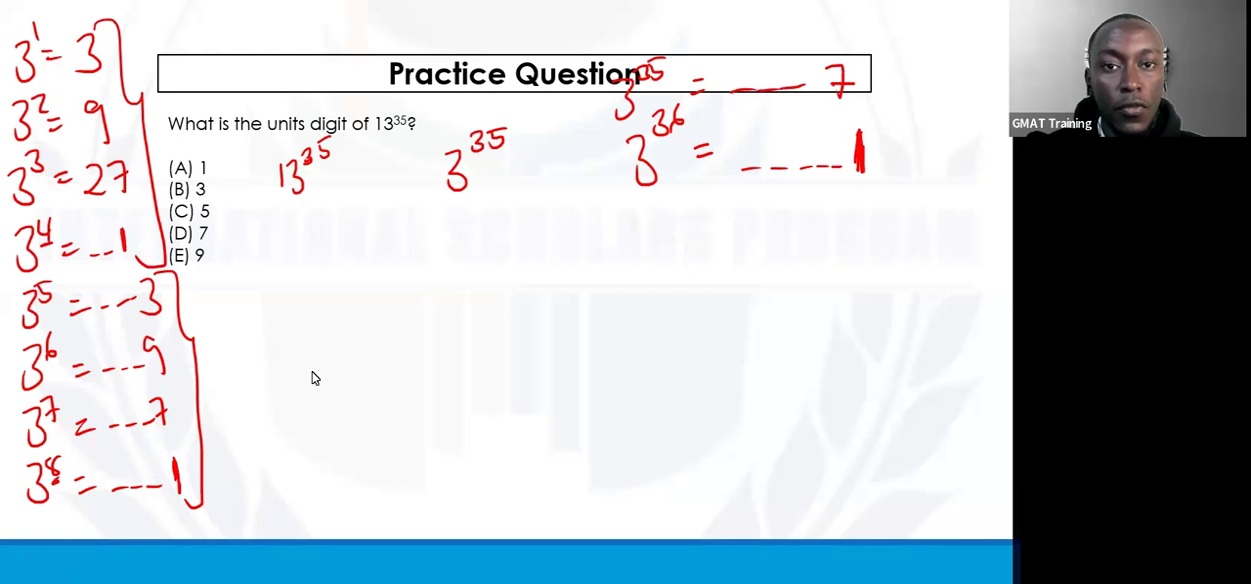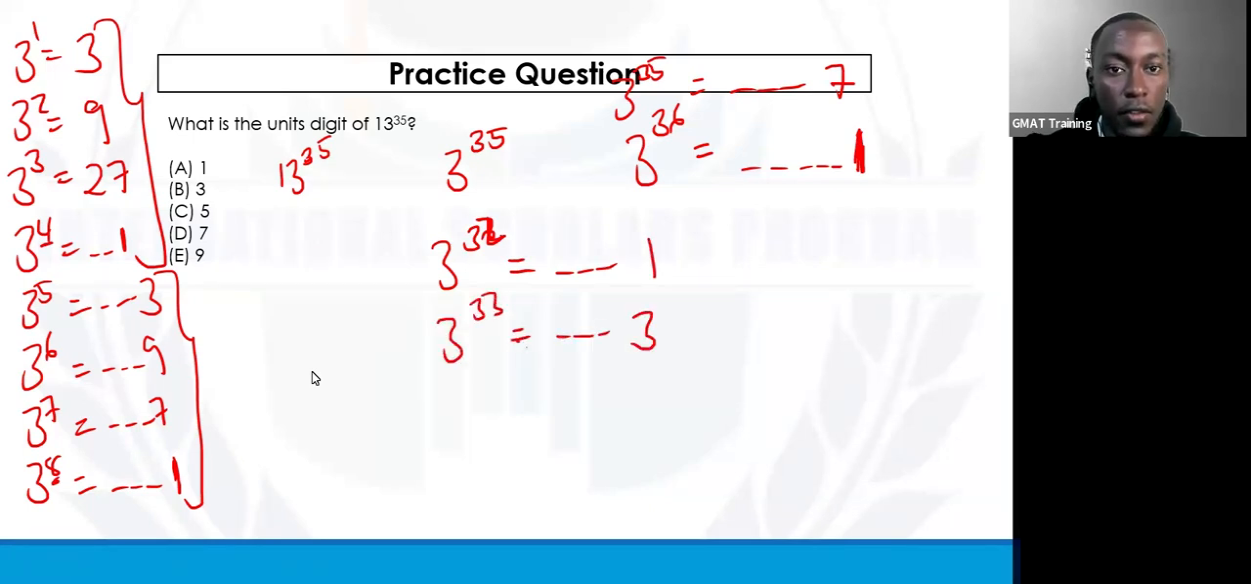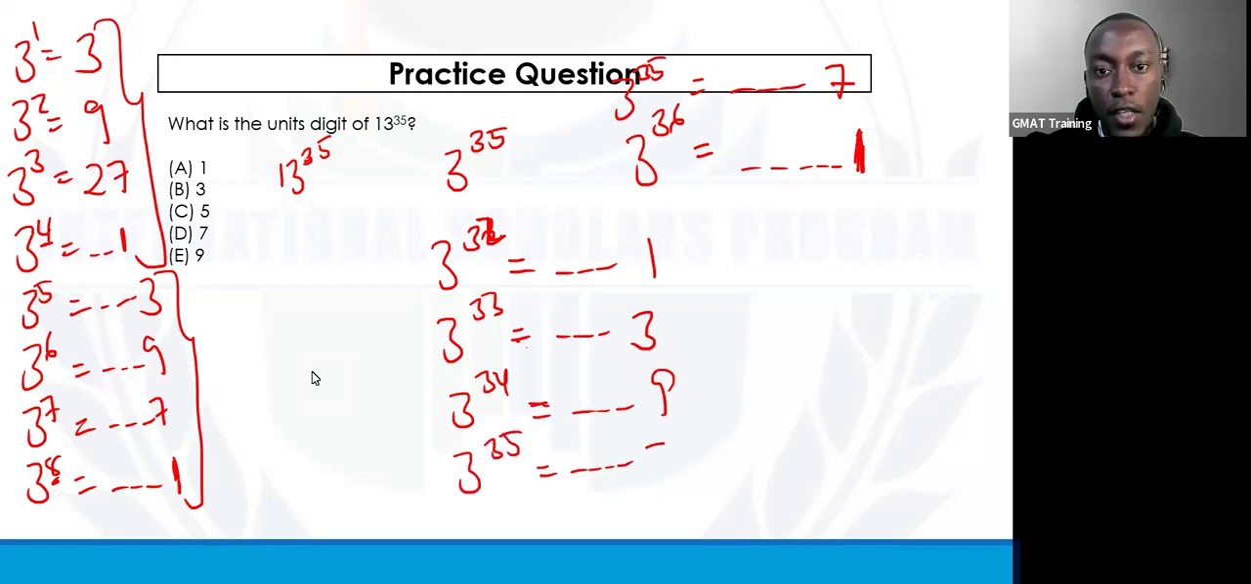You can also start from the lower part of it. Say 3 to power 32 should be ending in 1. 3 to power 33 should end in 3. 3 to the power 34 should be ending in 9. And 3 to the power 35 should be ending in 7. So for both cases, it ends in 7.